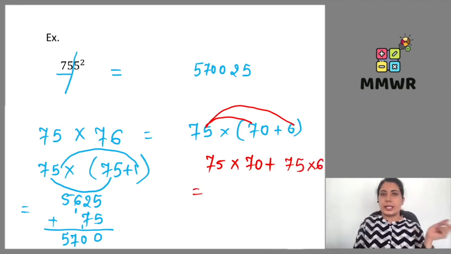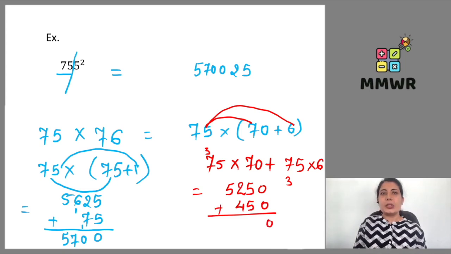Let's quickly take the product. 0 will be as it is at the end. 7 5s are 35. 7 7s are 49 plus 3 will be 52. Now 6 5s are 30. 6 sevens are 42. 42 plus 3 will be 45.